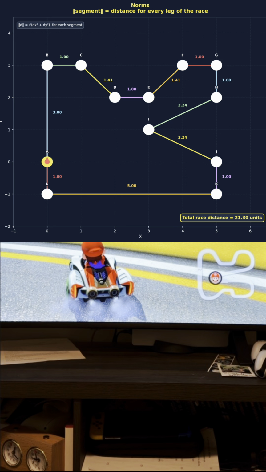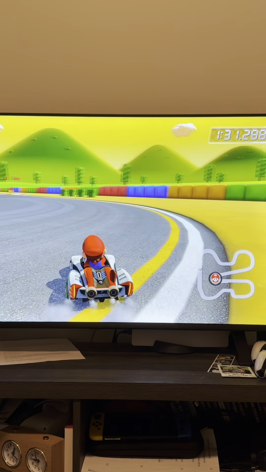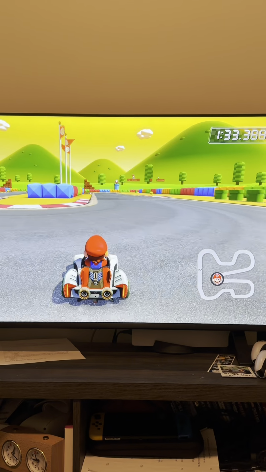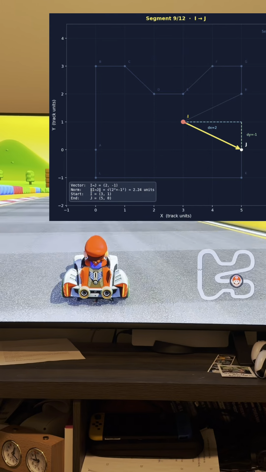So, spoiler alert, this track will have Mario traveling about 21.3 units. Let's get back to where we're at in the race, shall we? Mario's at I, and Mario makes another turn and heads diagonally over to J at 5, 0. That's a vector of 2, -1.